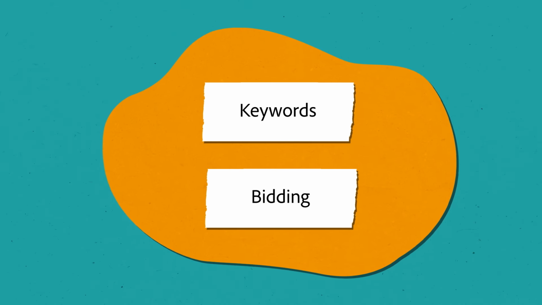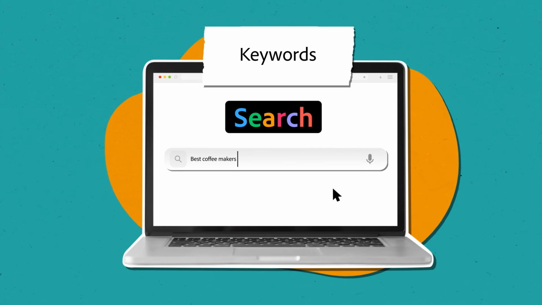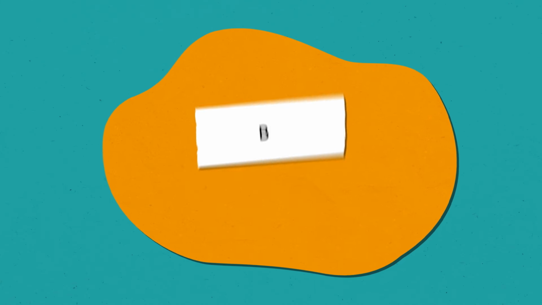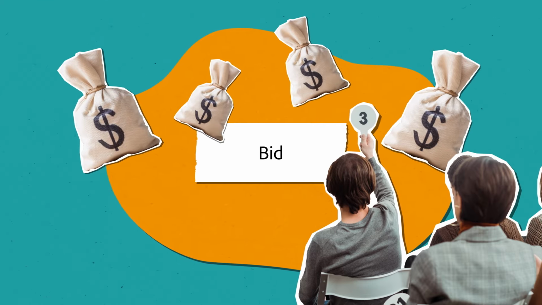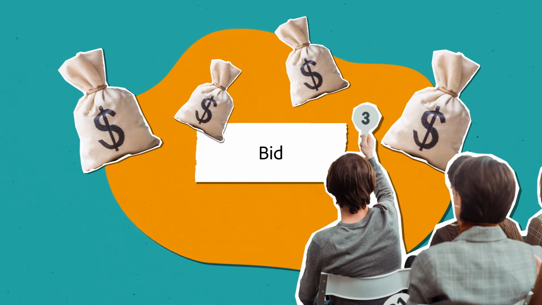How does it work? Search advertising relies on two key factors: keywords and bidding. Choosing the right keywords: identify the search terms your potential customers are likely to use. For example, if you sell coffee makers, keywords like best coffee makers or buy espresso machine would be relevant. Set a bid. Decide how much you're willing to pay for a click on your ad. The higher your bid, the better your chances of appearing at the top.